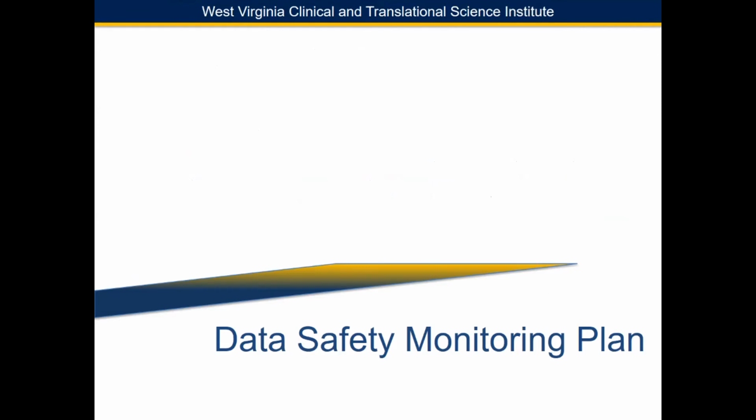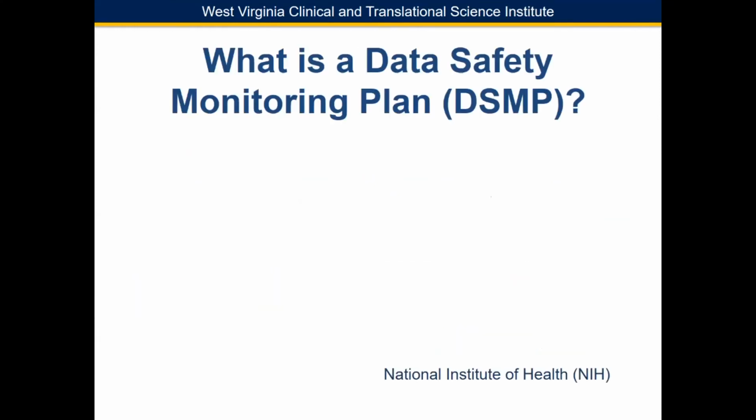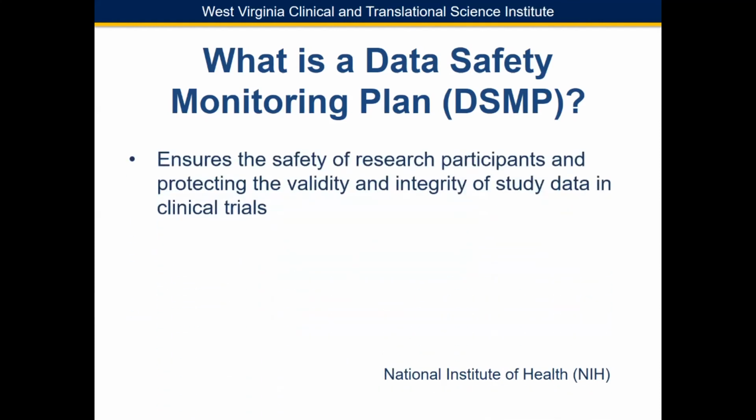All right, so let's talk about the data safety monitoring plan. So once again, Debbie's going back to her definitions. So what is a data safety monitoring plan? We do refer to it as DSMP. And I actually took this information from the National Institutes of Health. It ensures the safety of research participants and protects the validity and integrity of study data in clinical trials. So this document really is the process that ensures the safety of participants while ensuring integrity of data being collected.